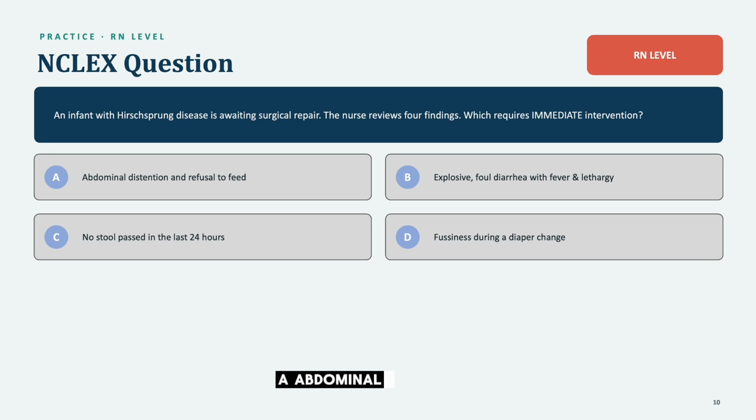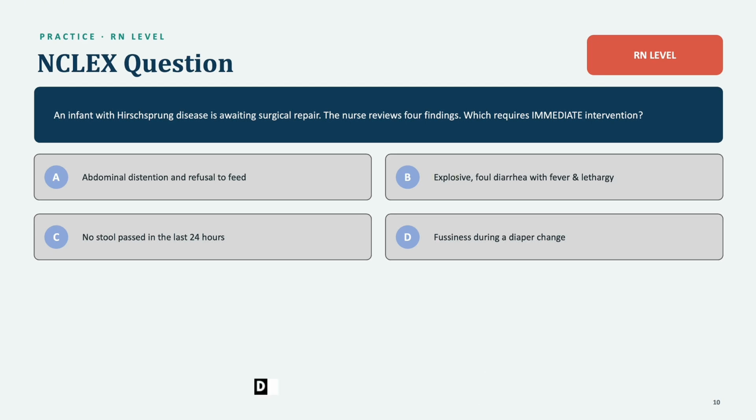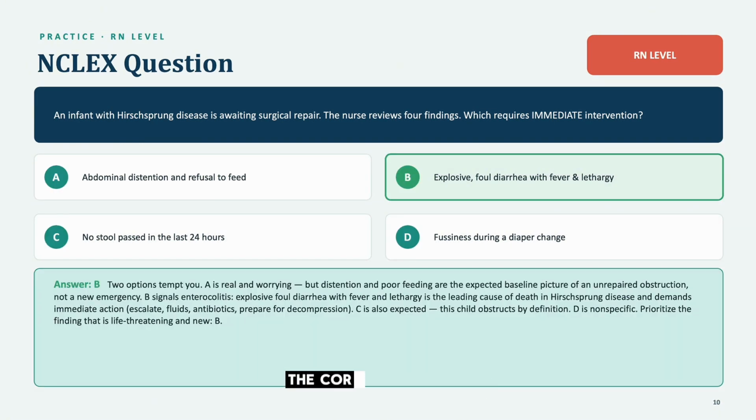A, abdominal distension and refusal to feed. B, explosive foul diarrhea with fever and lethargy. C, no stool passed in the last 24 hours. D, fussiness during diaper change. What's our answer? The correct answer here is B.